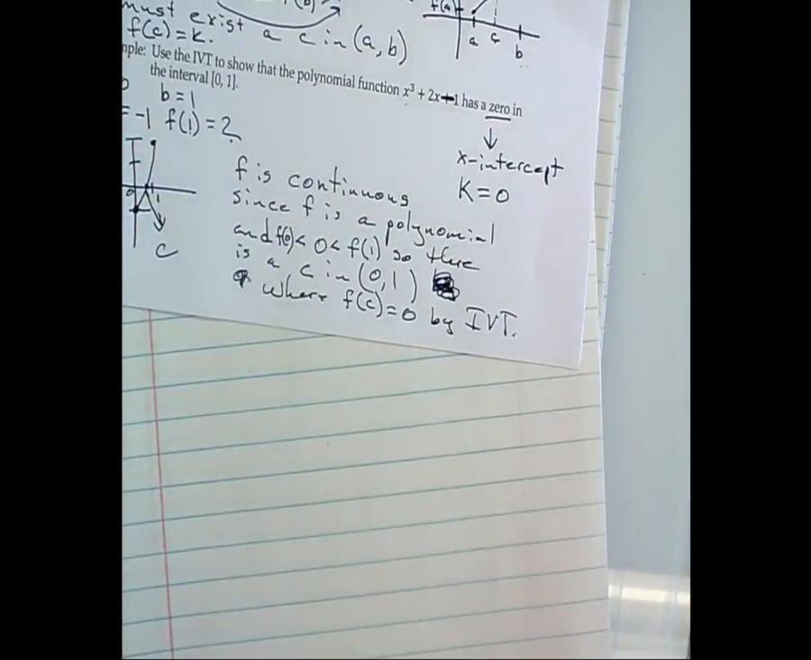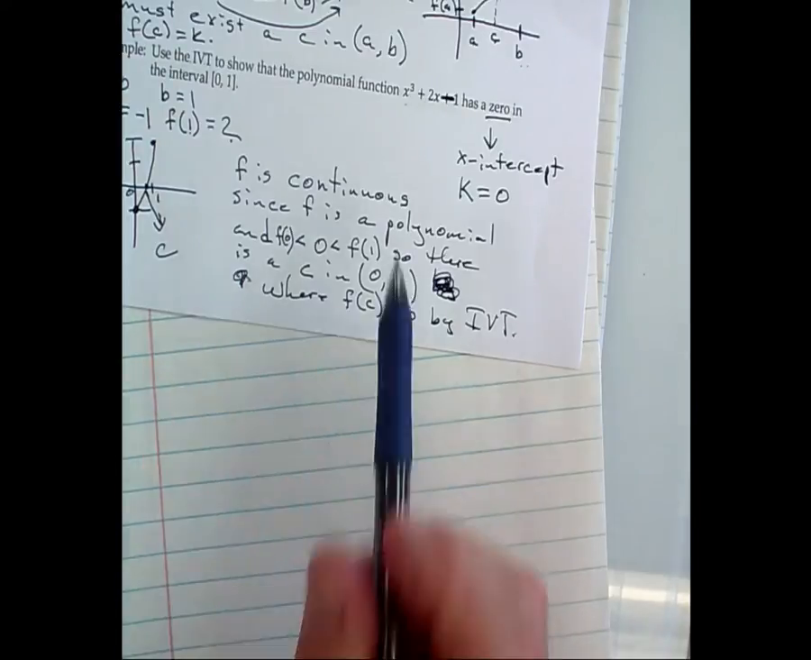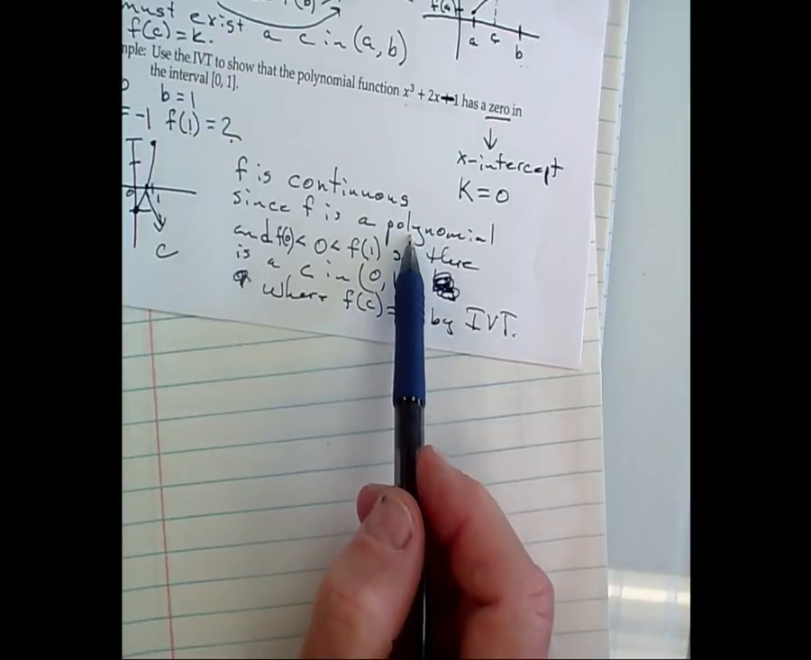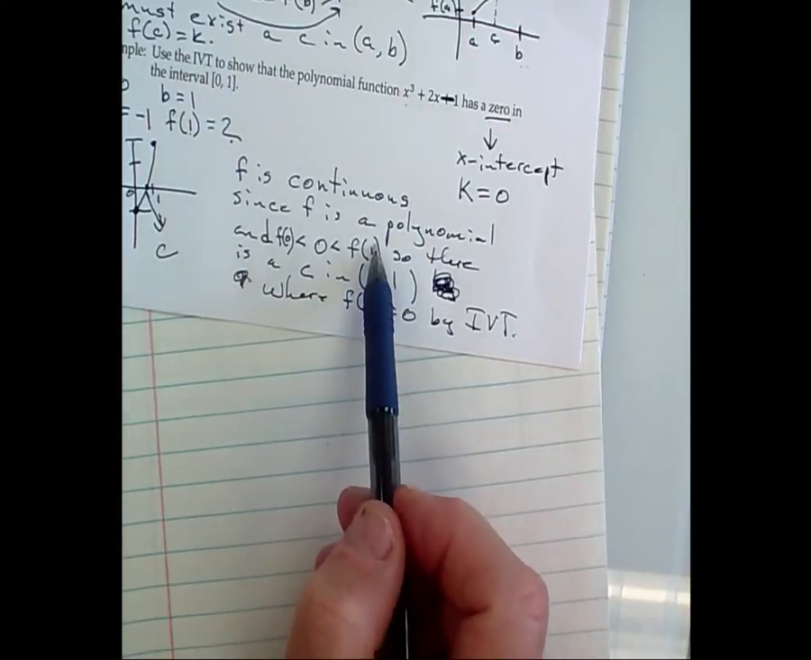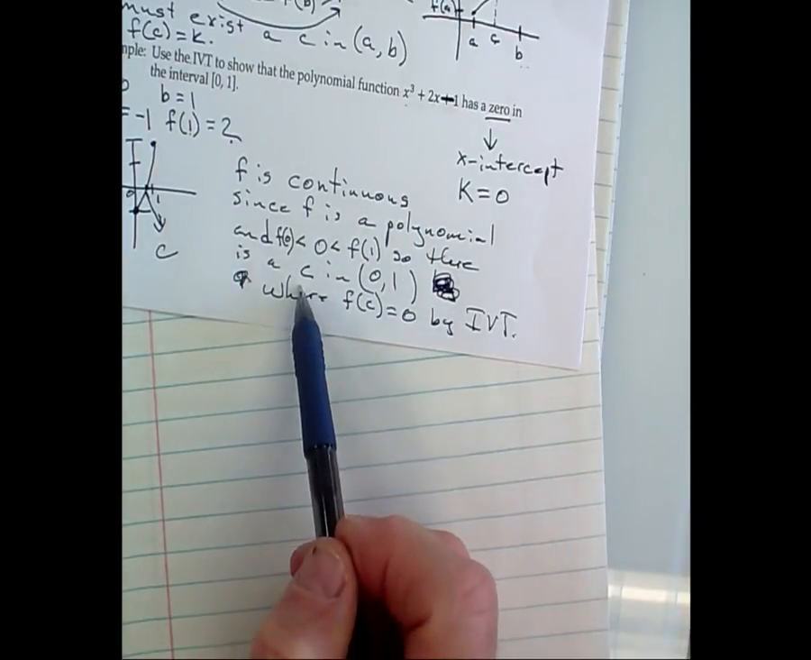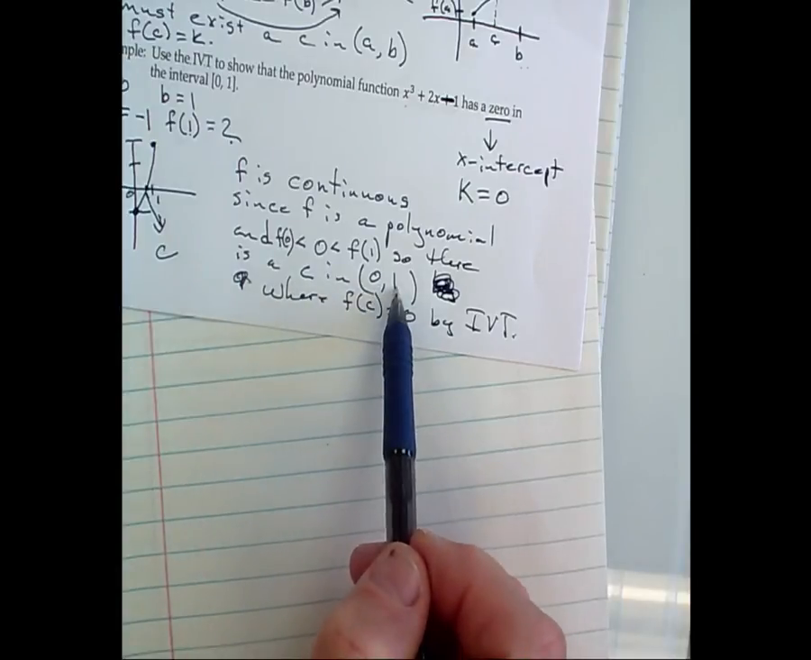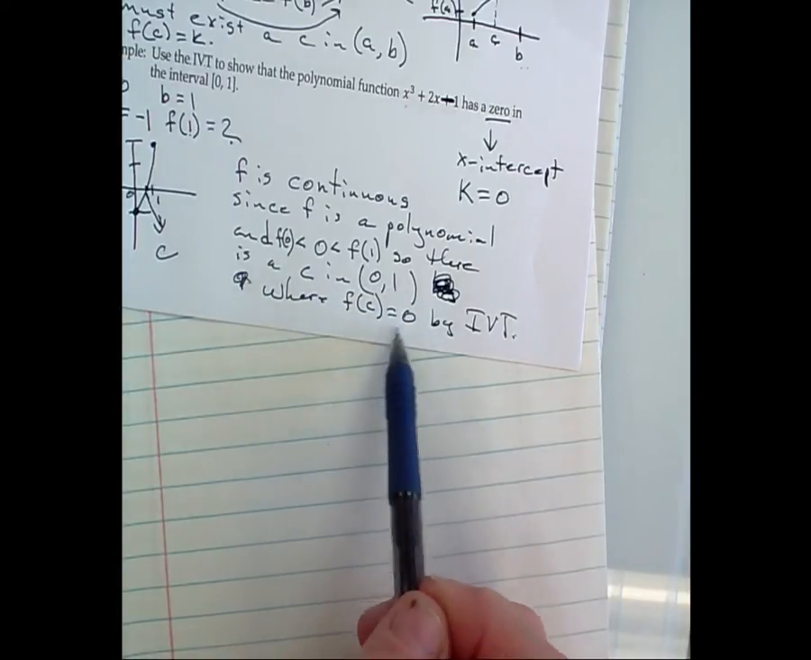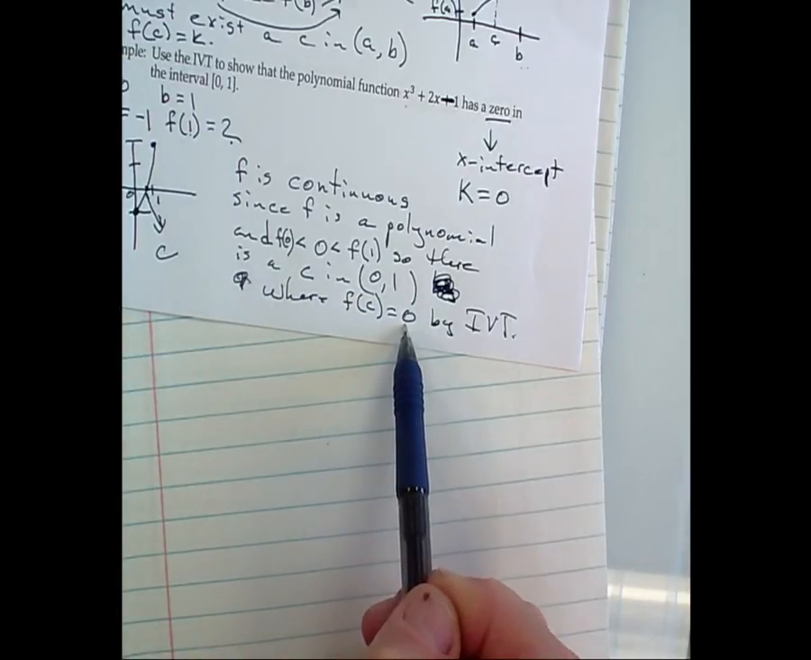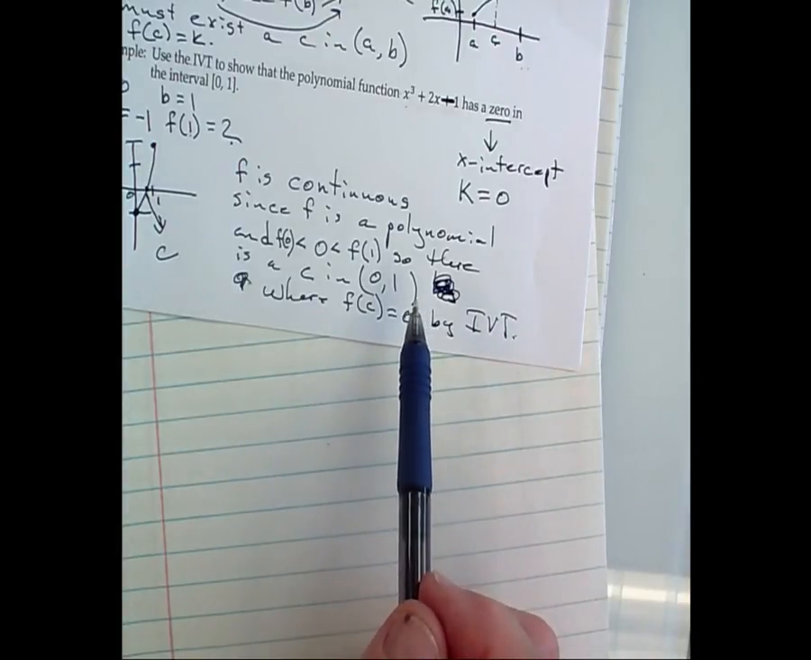That's my explanation. That's my justification. I've got continuity. I got y is continuous. I look at my y values. So I say there's got to be a c within the interval they gave me where it has to equal that k. And then I ended up by saying by IVT.